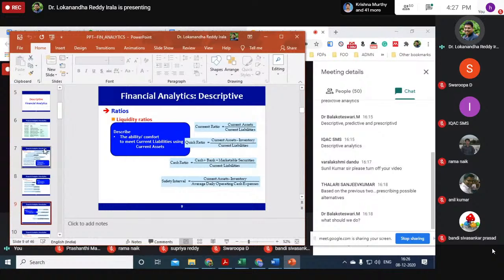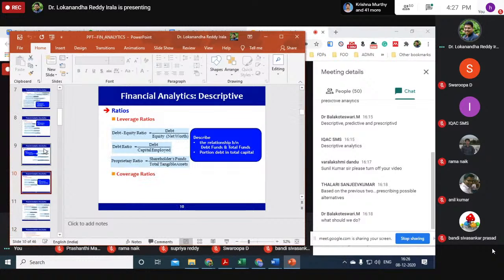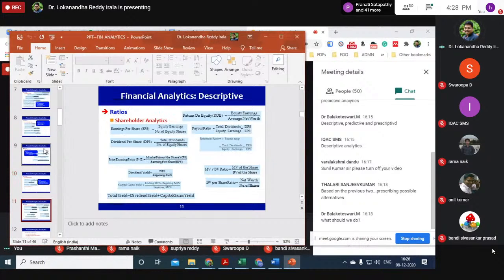So quite a good number of ratios are there, right? Then finally the leverage ratios. Then you also have coverage ratios, right? The leverage ratios will measure the relationship between the debt funds and the total funds, or it is a measurement of the proportion of debt in the total capital, which is a very, very important indicator of how levered the firm is. So then you also have the shareholder analytics.